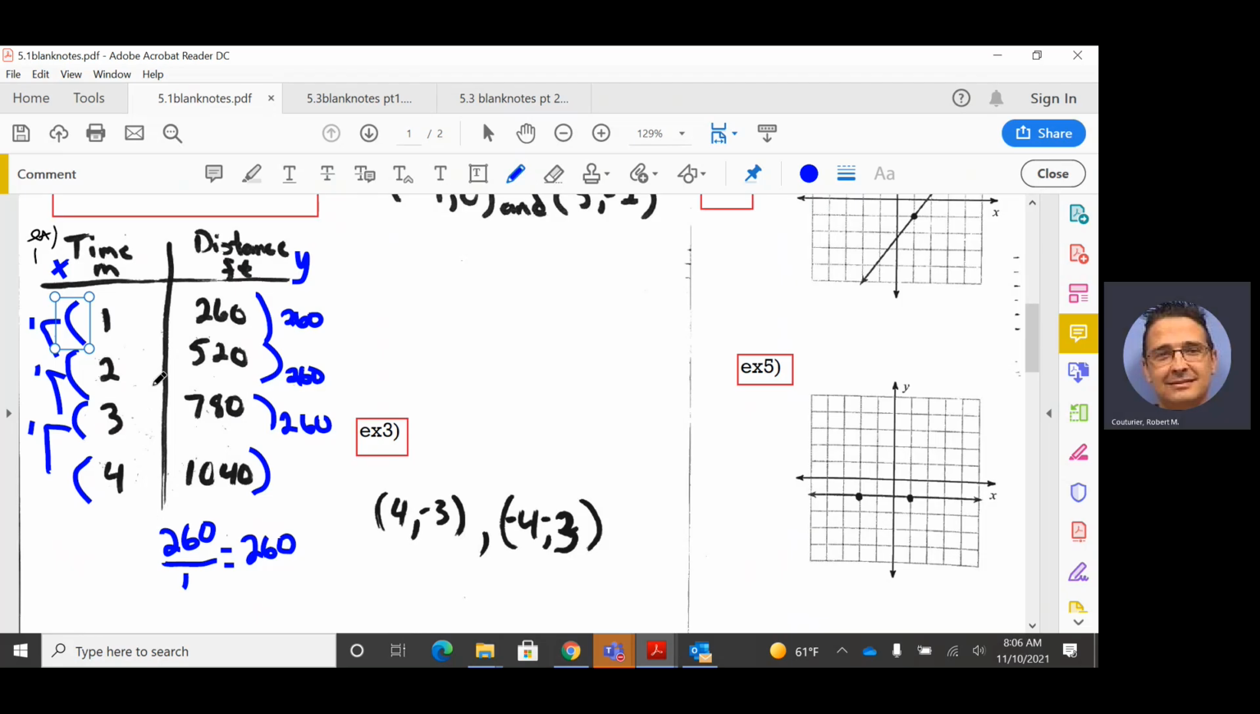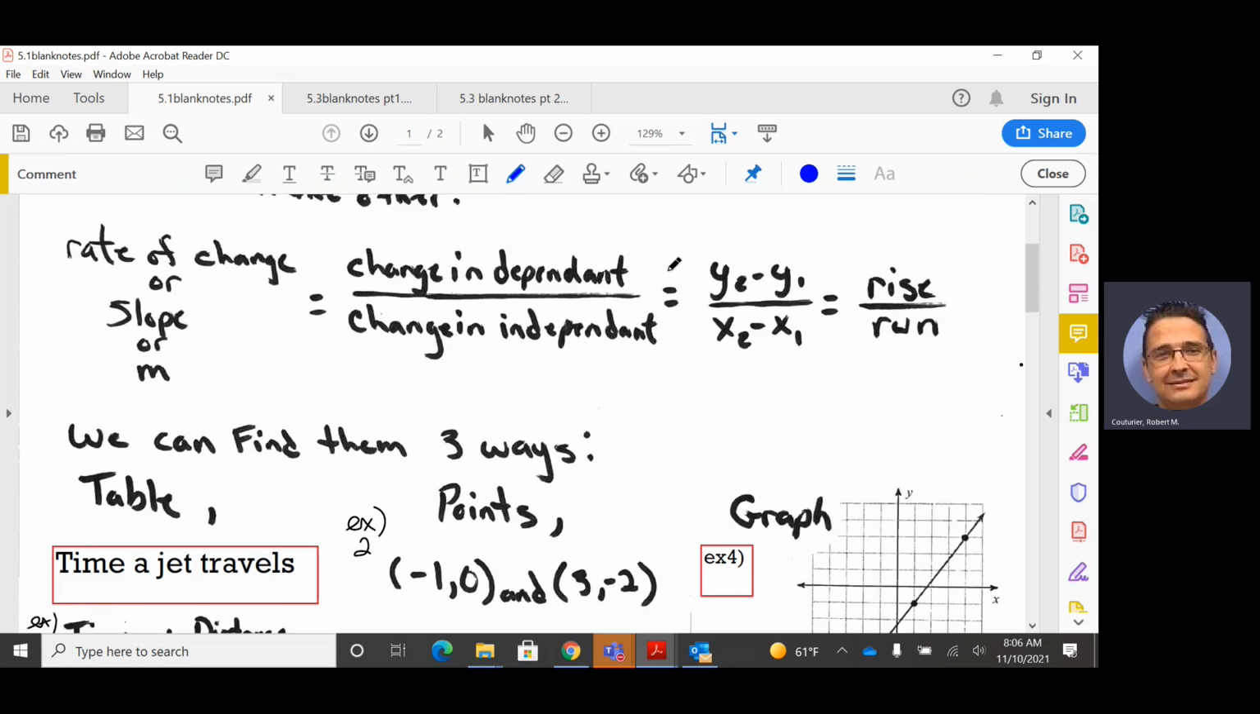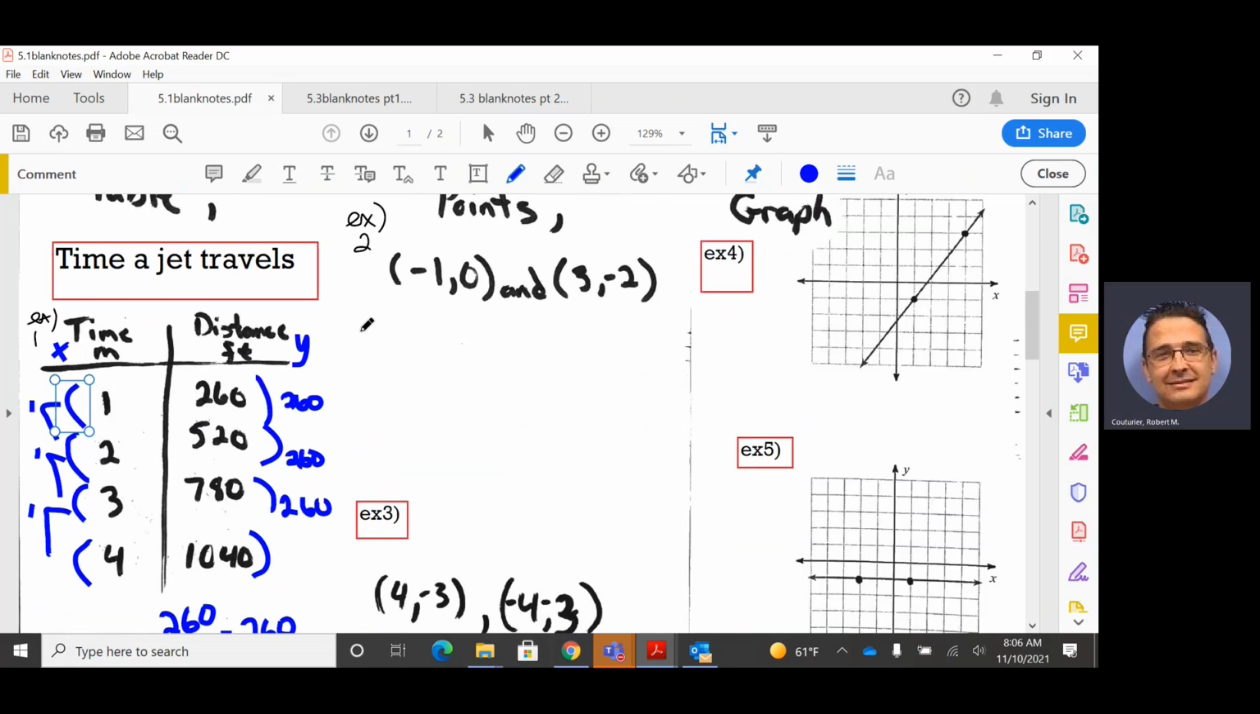Or a missing point somewhere along the way? How would we find that? Well, that's what this second equation is for here. Okay, we have the equation m equals y2 minus y1 divided by x2 minus x1.